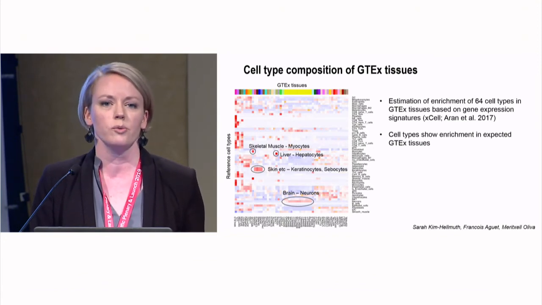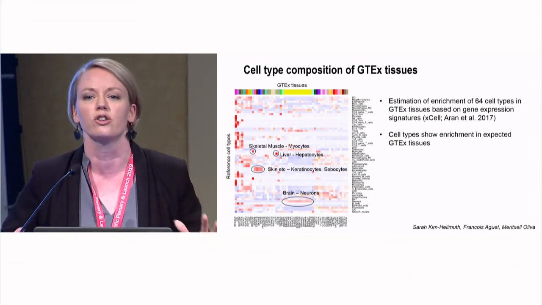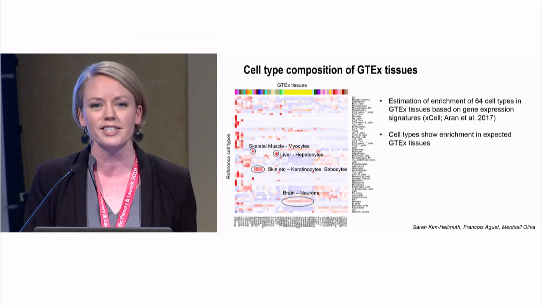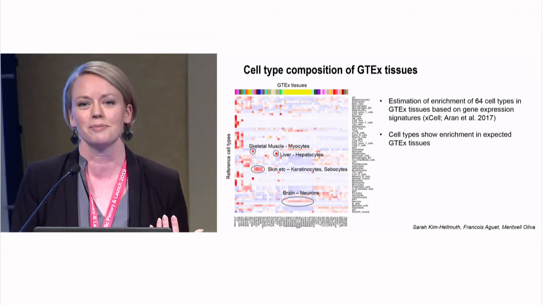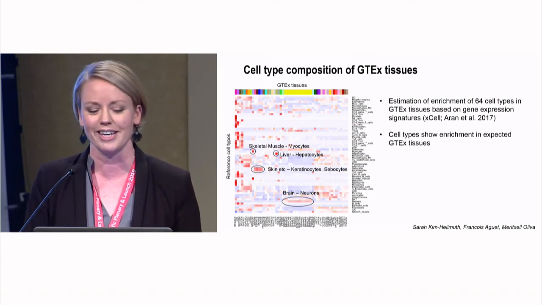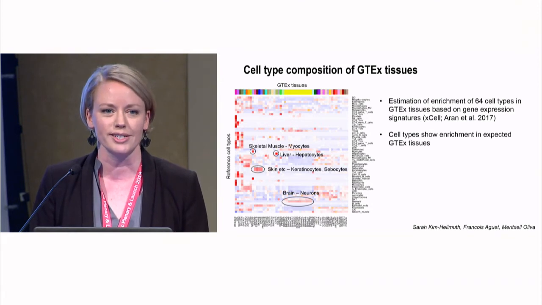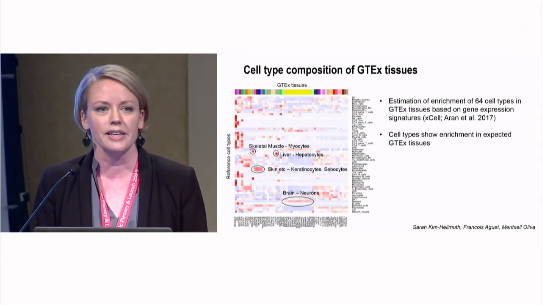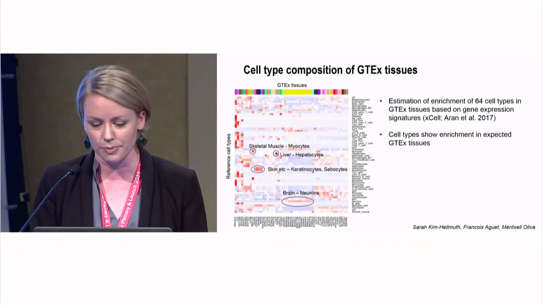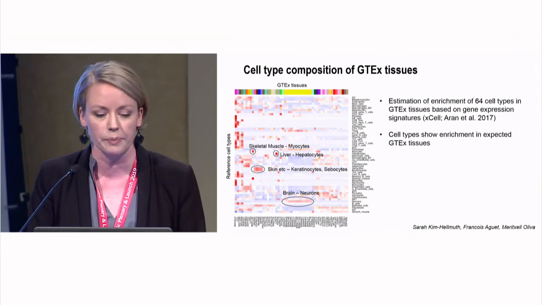So when GTEx was started, just the idea of building this catalog of eQTLs across multiple different tissues was a hugely challenging goal. But obviously now, at this point in time, we understand that tissues are composed of multiple different cell types, and getting to that complexity and that layer is really, really important. So what we have now done is computational cell type deconvolution, estimating the enrichment of 64 cell types in all the GTEx samples. And we see patterns that make sense. These methods are not perfect, but they do work.